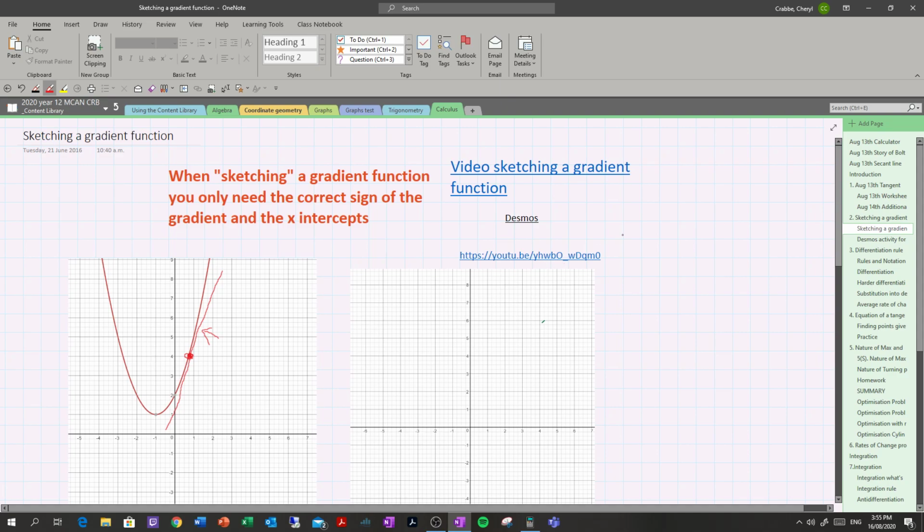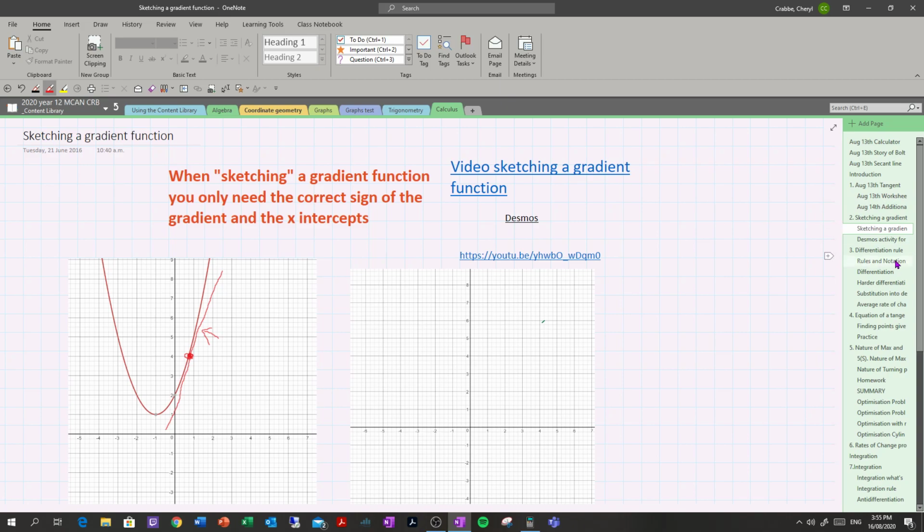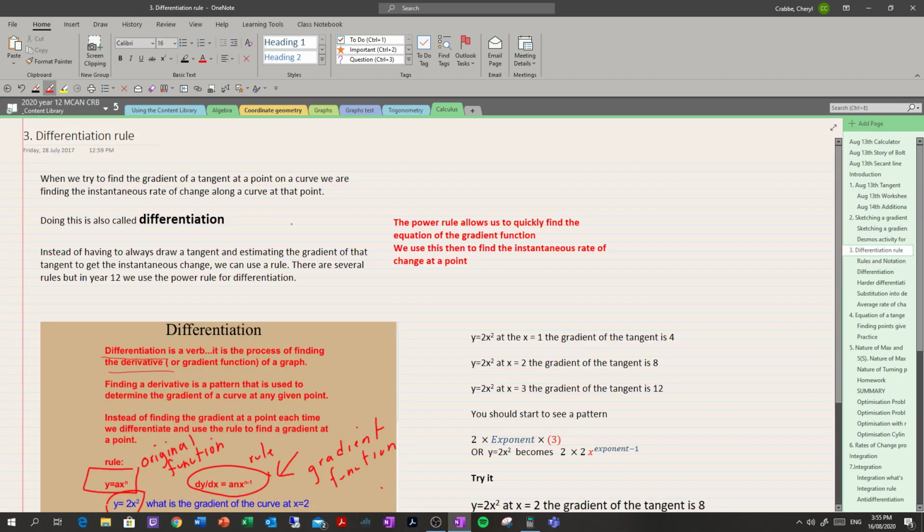So there is a better way of doing this than always having to draw a tangent to your polynomial, and that's using a rule. The rule that we're going to use is called the product rule. When we try to find the gradient of a tangent at a point on a curve, we are finding the instantaneous rate of change along that curve.